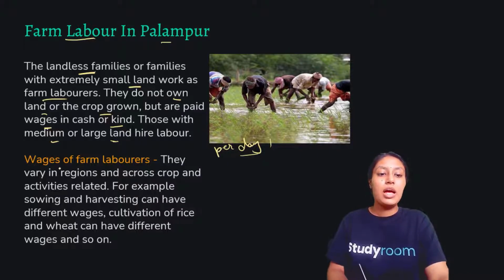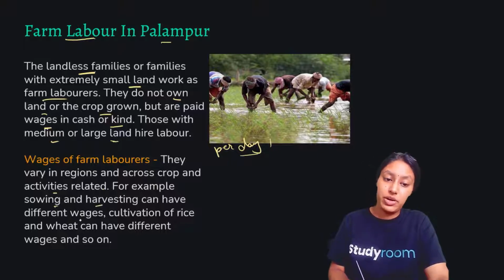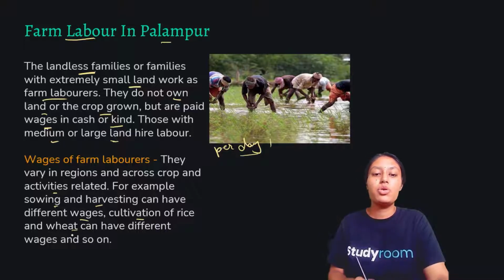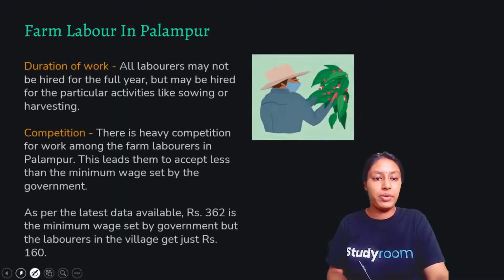Now, wages of farm laborers. The wages vary in various regions. So wages are very different. They are related to the activity that they do and the crop that they grow. For example, sowing and harvesting have different wages. Cultivating of rice and wheat have different wages. So that depends. There's not a single standard wage that is set for everyone. It used to depend.